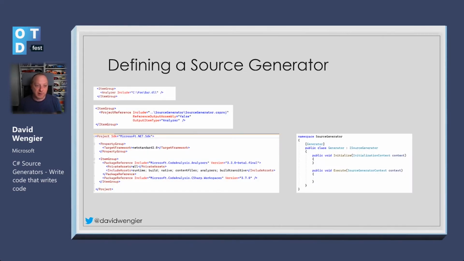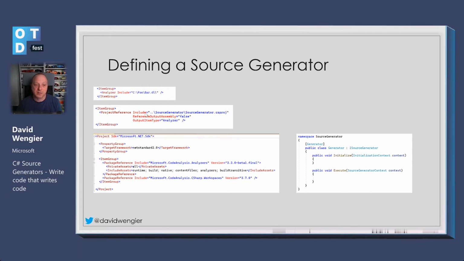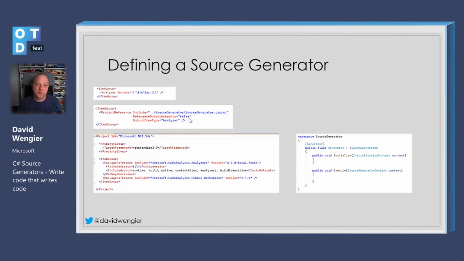So to define a source generator, it's really easy. You reference it exactly the same way as you would reference an analyzer. So if you've got a direct DLL reference, it would be analyzer include equals bar.dll. If you've got a NuGet package, then NuGet handles that for you, but essentially that's what NuGet is doing. With a project reference like this here, there's a couple little tricks you do. Firstly, obviously the normal project reference, you say reference output assembly equals false, which means you don't actually reference the source generator. It's not a dependency of your project. It's just something you want associated with your project.